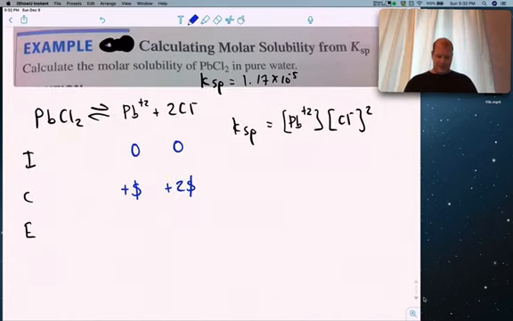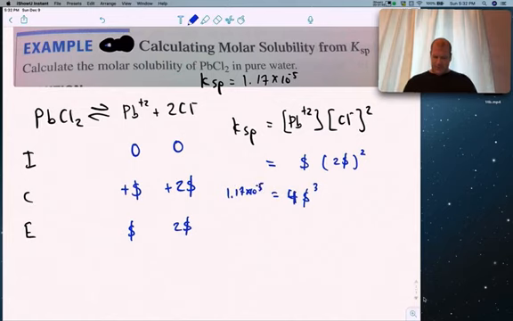So equilibrium is going to be S, and this is going to be 2S. So the Ksp is going to be S times (2S) squared, which equals 4S cubed. So that means that Ksp is 1.17 times 10 to the minus 5. So S equals the cube root of 1.17 times 10 to the minus 5 divided by 4.